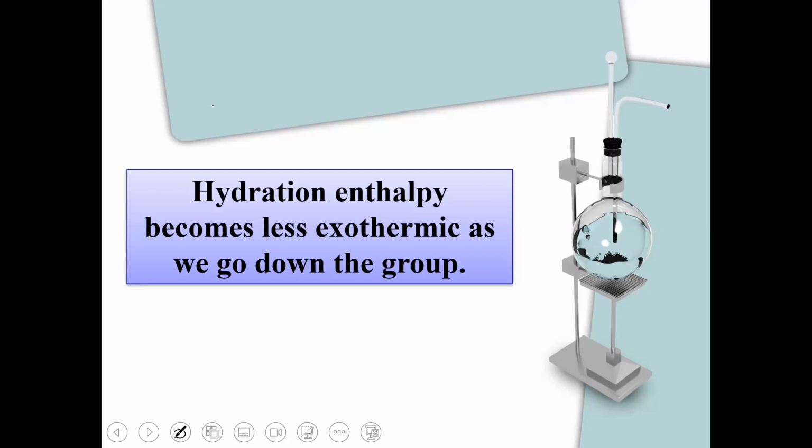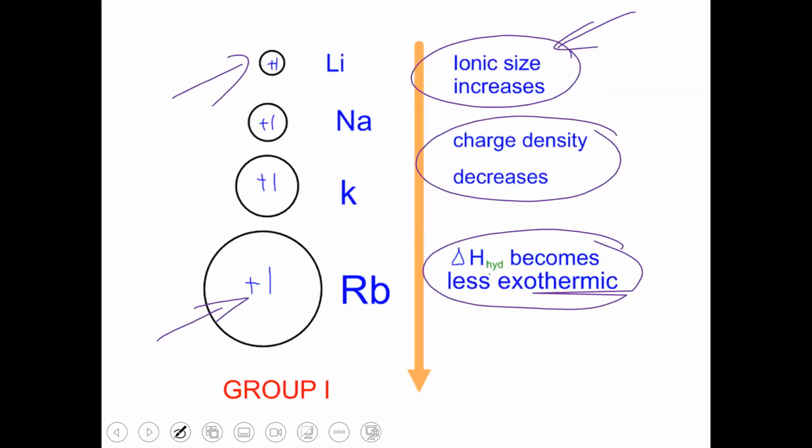Okay. Hydration enthalpy becomes less exothermic. This is a typical chemistry language. It actually means that hydration enthalpy decreases down the group. Hydration enthalpy decreases because less exothermic means less energy is released to hydrate a bigger ion. So it's more energetic to hydrate lithium than potassium because lithium is small and plus 1, while potassium is bigger and the same plus 1. You have to copy this screen.